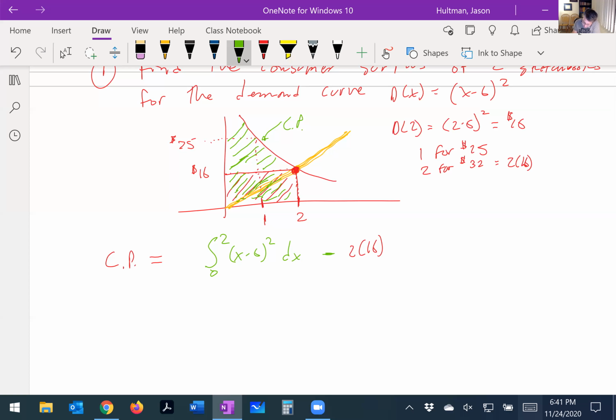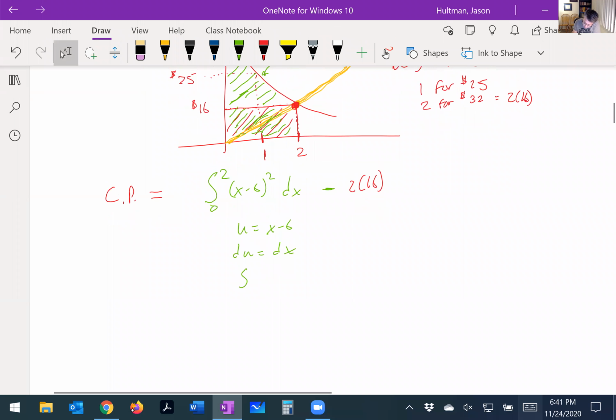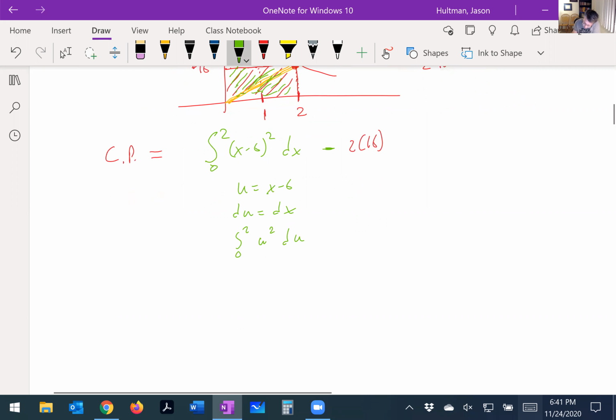Okay, so let's integrate this thing. I'm going to do a u sub. U is equal to x minus 6. Du is equal to dx. This is going to be the integral from 0 to, well, let's change the limits of integration. Well, let's not. Let's just do it normal. 0 to 2 of u squared du. This becomes u cubed over 3.